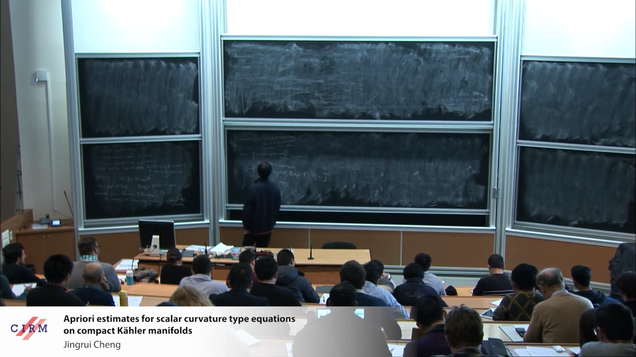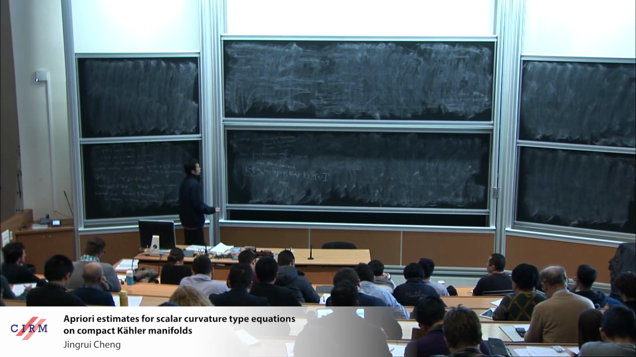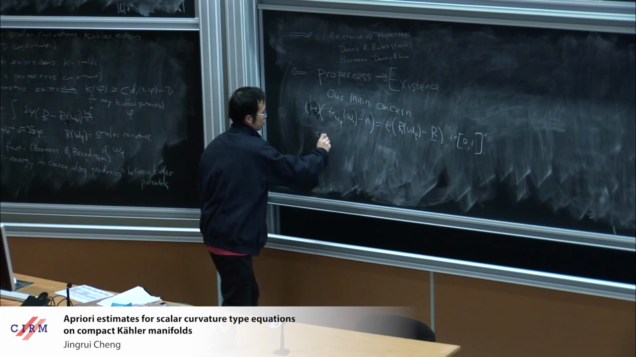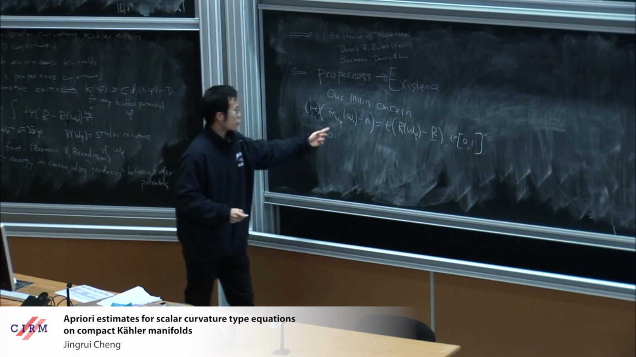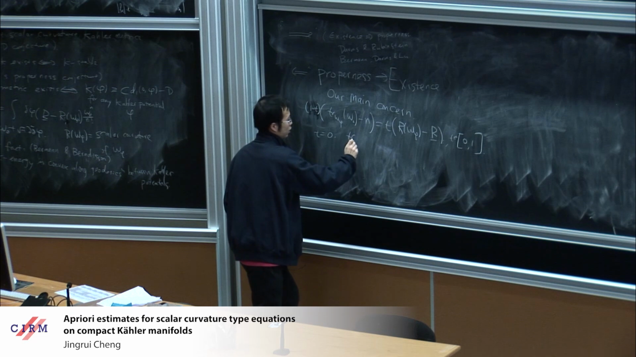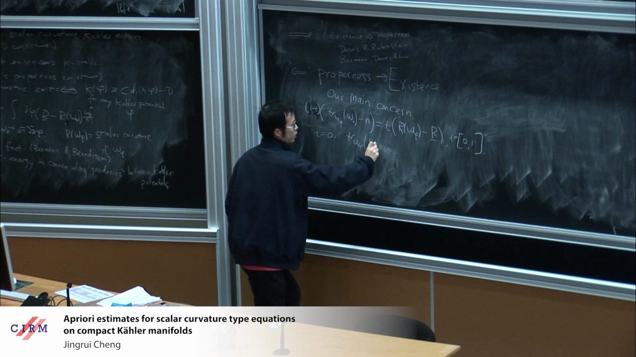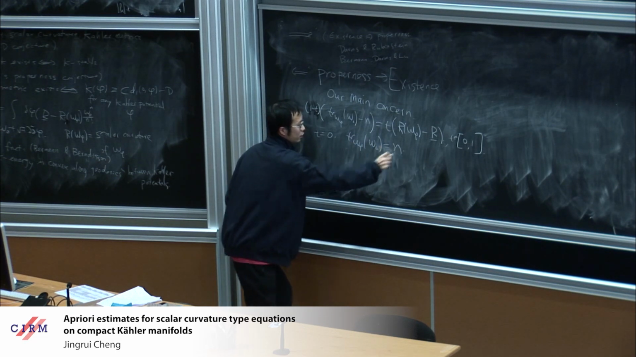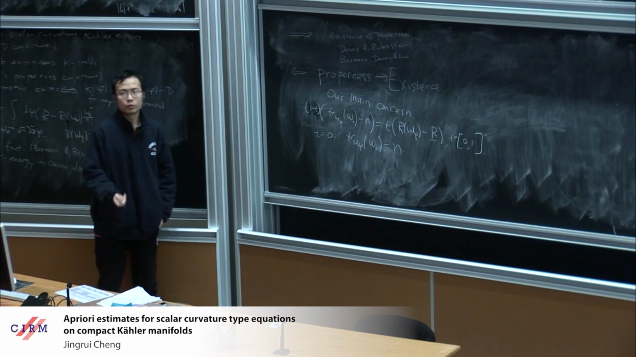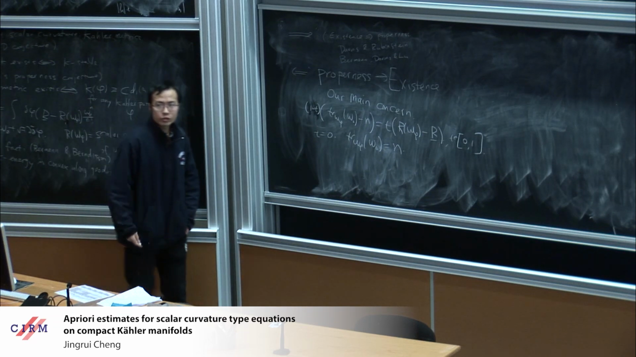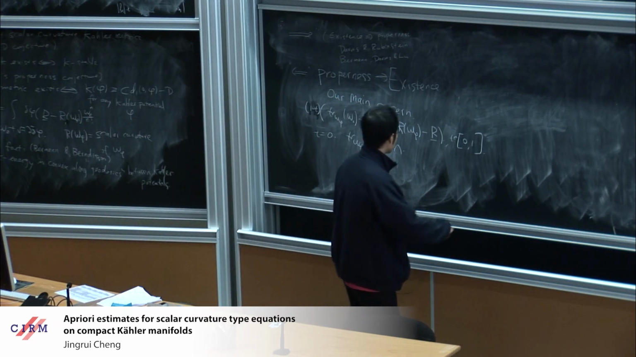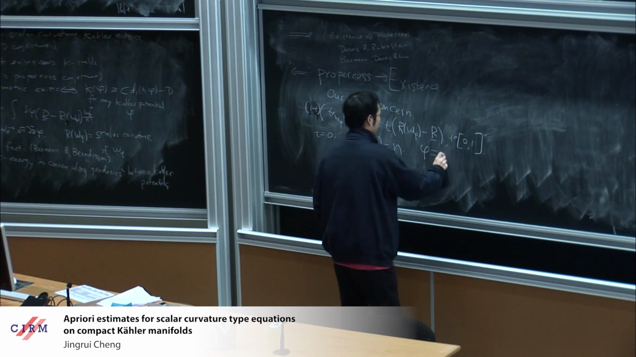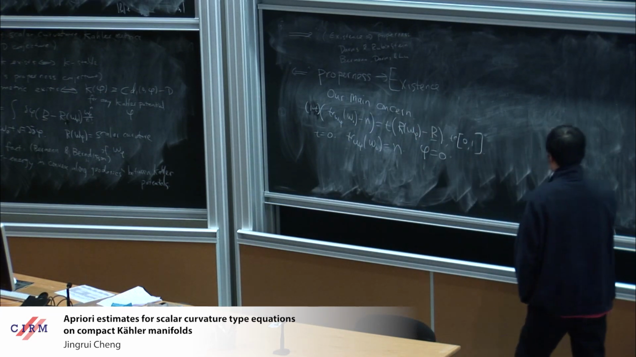Okay, so first, if t equals 0, then this just means trace_omega_phi of omega_0 equals n, for which we know you have a trivial solution. That is, you can take phi to be just 0. We get a trivial solution.